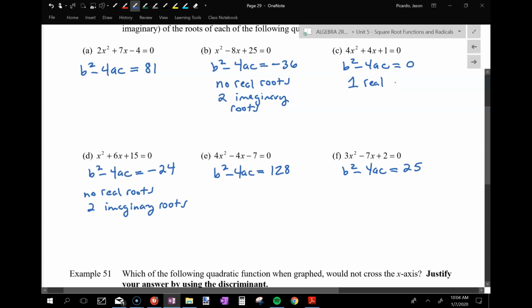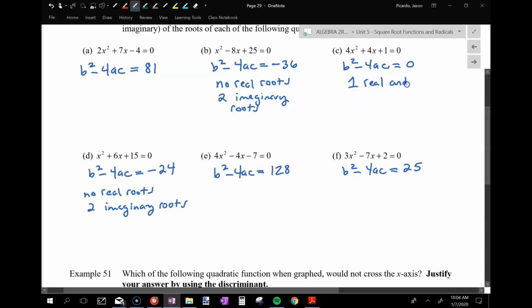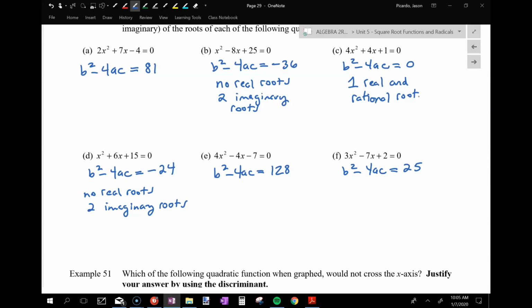Here's the other thing, guys. What's the square root of 0? 0. So when I plug 0 into the quadratic formula, I'm going to get nice answers, right? So are those answers going to be rational or irrational? Very good. I'm going to have one real and rational root. By the way, 0 is also a perfect square, right? So that kind of helps with that.